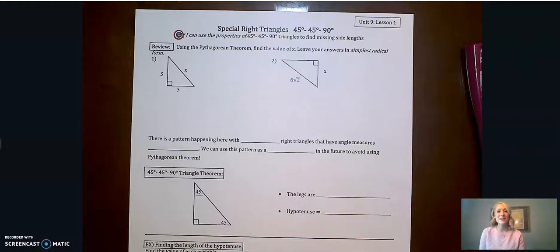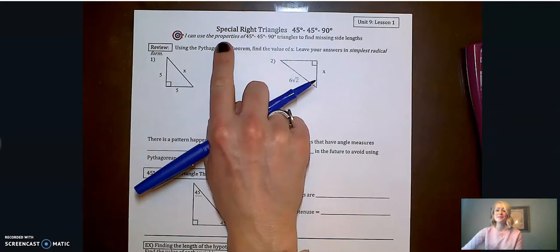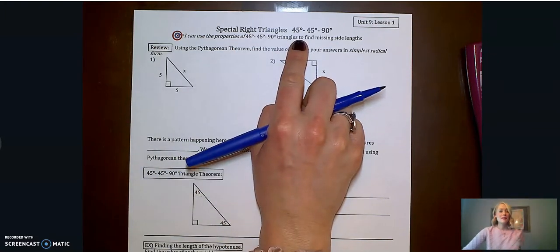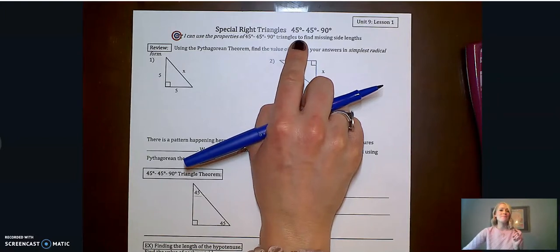Hey, welcome back, everybody. Let's start off Unit 9 with Lesson 1. We're talking about special right triangles, 45, 45, 90. Gonna find out what that means here.